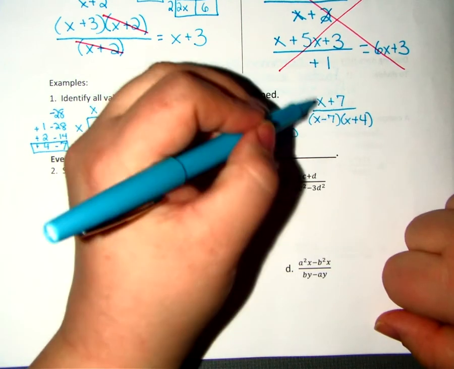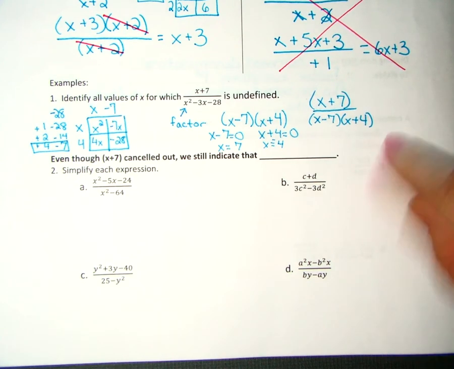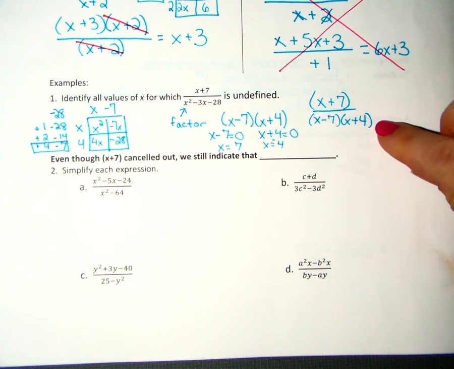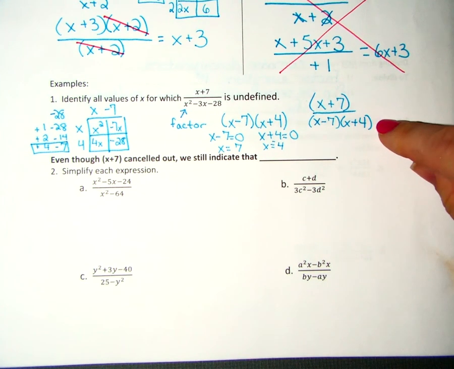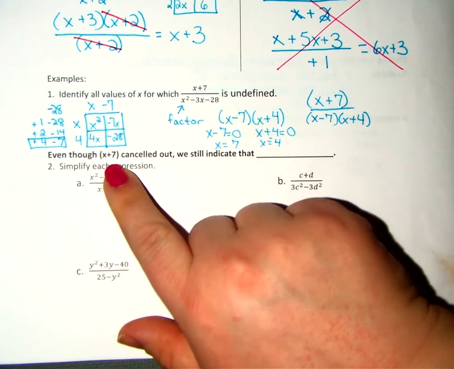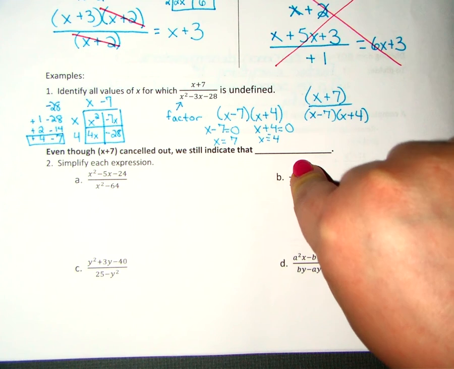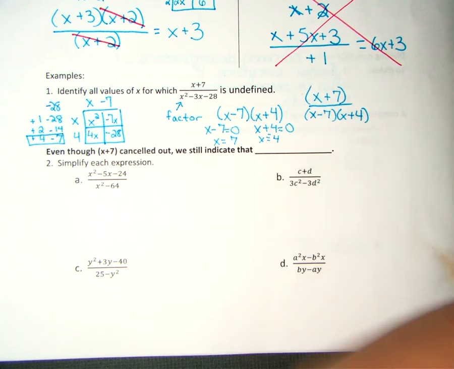Now, when you set this up back in the original problem, always check to see if something can cancel, because when things cancel out, then we give them a different name later on in the chapter. Now, in this case, it doesn't have anything canceled out. But if, let's say, the x plus 7 canceled out, we would still have to indicate that the denominator could not be that negative 7.